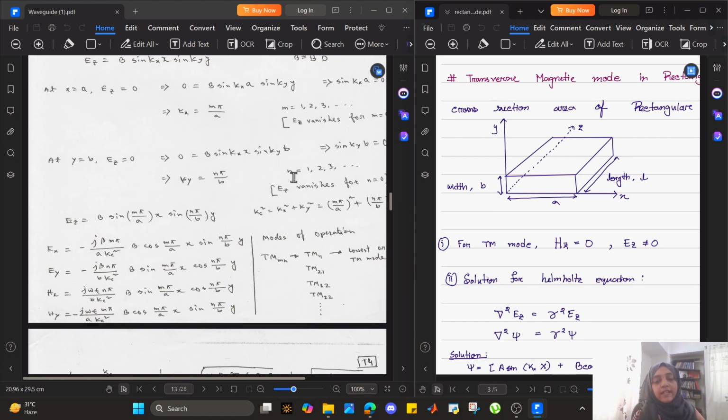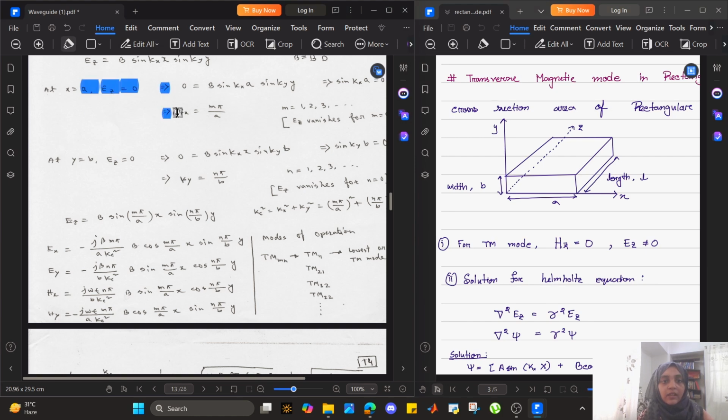Mode of operation means, suppose if you put n equal to 1.5, or n equal to 2.5, or n equal to 3.5, it will not reach that mode. It only operates on integer values of m and n. So the lowest mode of operation is when m is equal to 1 and n is equal to 1.